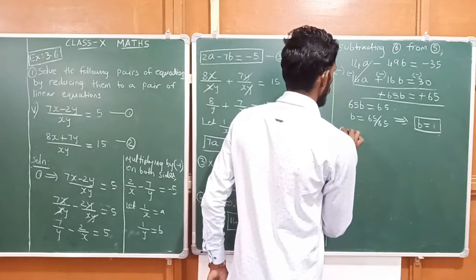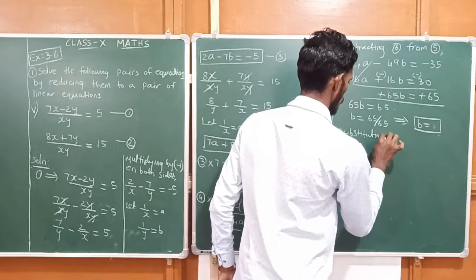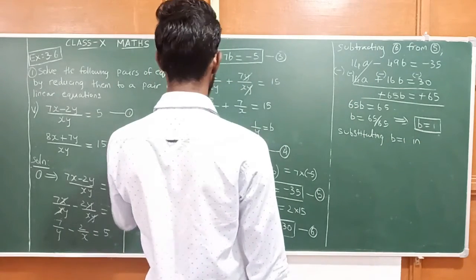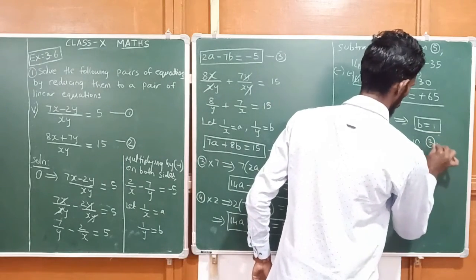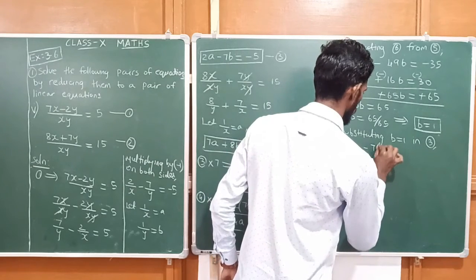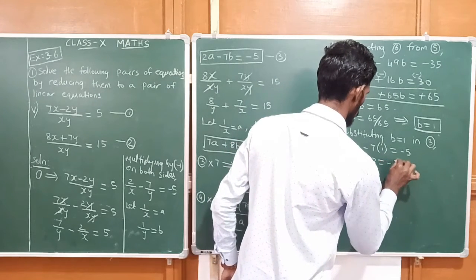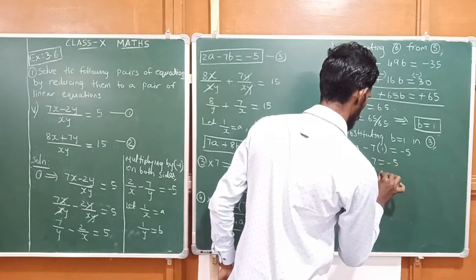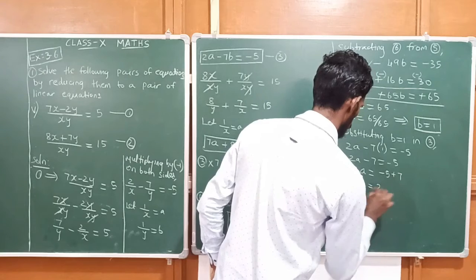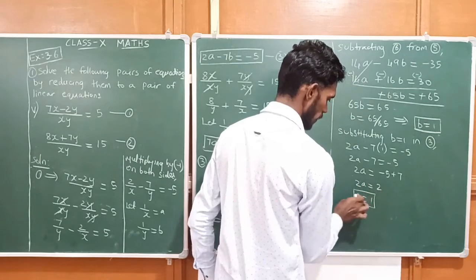Then substituting b is equal to 1 in equation number 3, it will become 2a minus 7b, so that is 7 into 1, is equal to minus 5. Then 2a minus 7 is equal to minus 5. 2a is equal to minus 5 plus 7. So 2a is equal to plus 2. This gives the value of a to be 1. That is a is equal to 2 by 2, which gives 1.